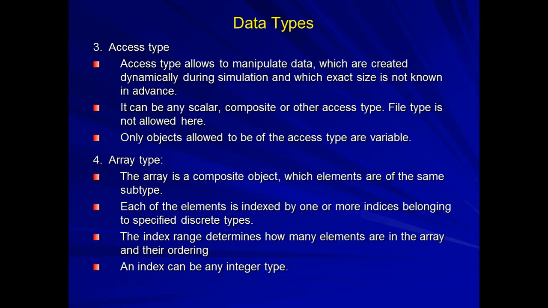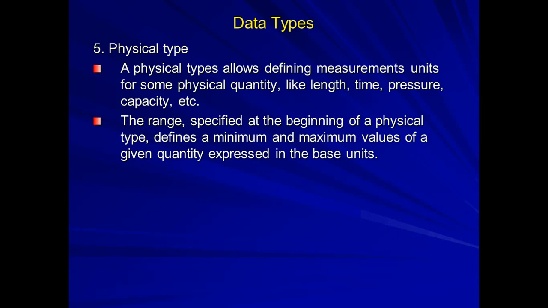The next most important data type is array. Array is a composite object and its elements are of the same subtype. Each of the elements is indexed by one or more indices belonging to the specified discrete type. Here, the index range determines how many elements are present in the array and their ordering. And the index can be of integer type. I think all of you are familiar with the array. Array is a collection of data. It has an index, and the index range determines how many elements.